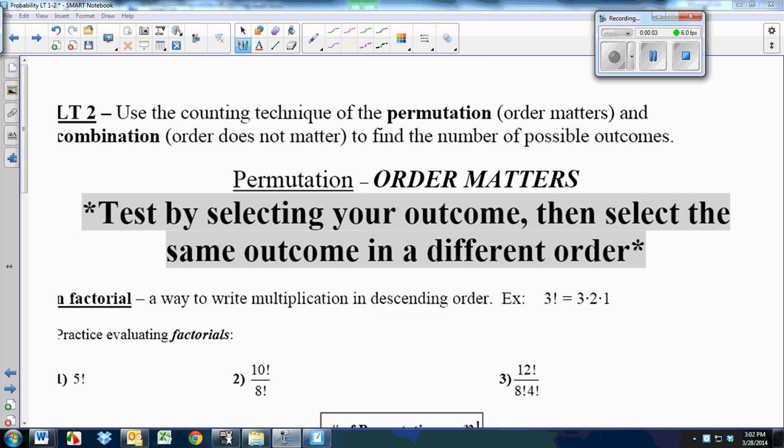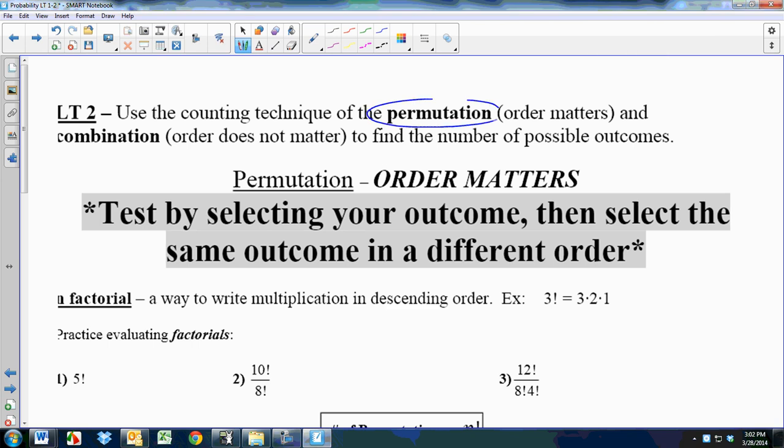All right, this video is for Learning Target 2, which is a continuation of counting techniques. In Learning Target 1, we learned the fundamental counting principle, a way to count multiple events, a way to count multiple things. Learning Target 2 deals with permutations and combinations, and the difference is when order matters or when it does not.